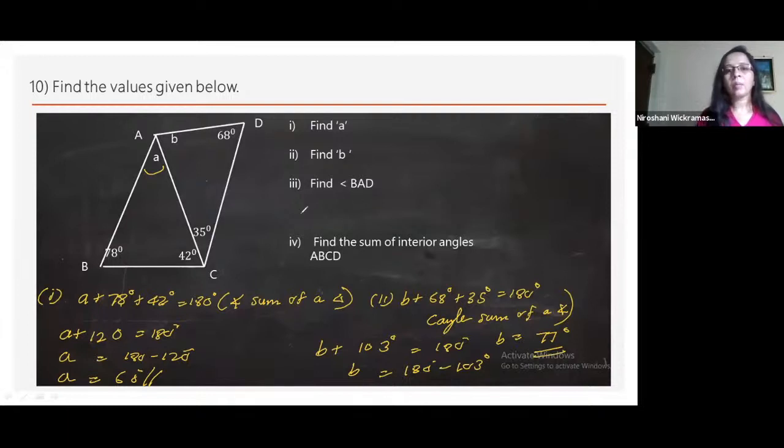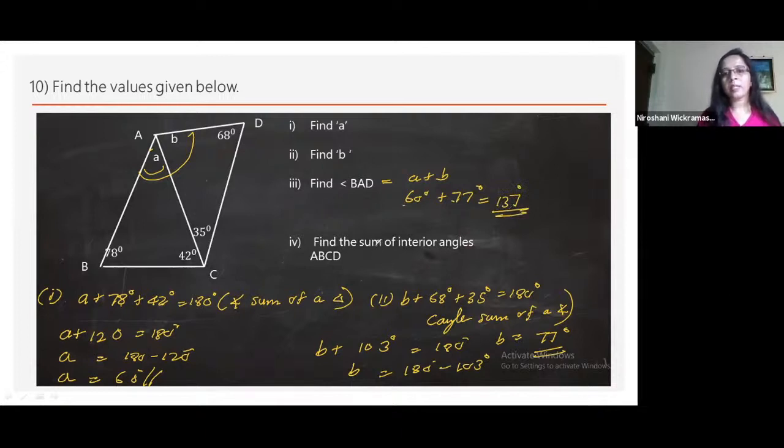Find angle BAD. This angle. Right, how much can we find angle BAD? A plus B, right? A is 60, B is 77. Then how much is this? 7 and 6, 13, so 137.